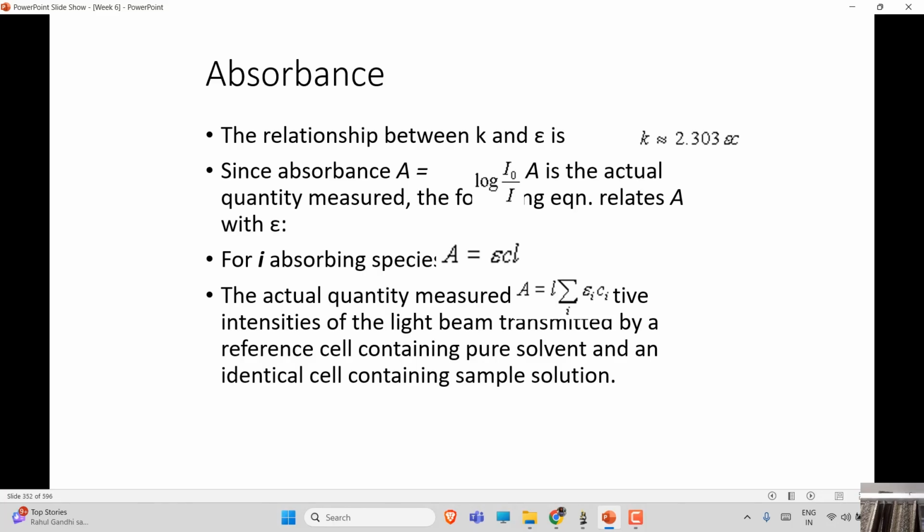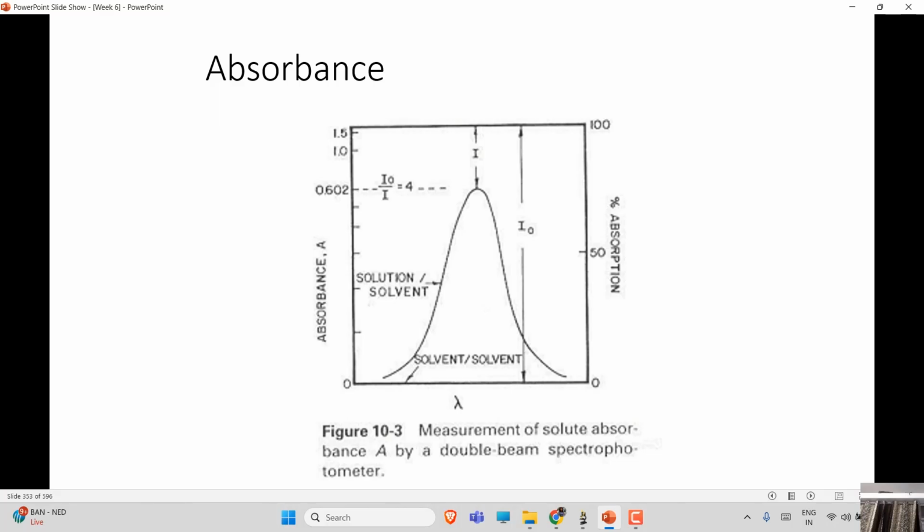Now the relationship between K and epsilon is, since absorbance is log I naught by I. So the actual quantity measured will be the molar absorptivity from the intensity of the light beam transmitted by a reference cell containing pure solvent and an identical cell containing the sample solution. So this is a measurement of solute absorbance by a double beam spectrophotometer.